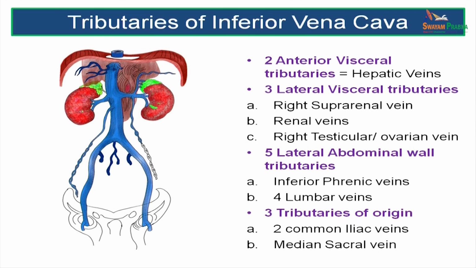Coming to tributaries, what are all the veins that drain into the inferior vena cava? There are two anterior tributaries which are the hepatic veins. There are lateral visceral tributaries like the right suprarenal, the right renal vein, the left renal vein, the right testicular or right ovarian vein. There are 5 lateral abdominal wall tributaries being the inferior phrenic veins and the 4 lumbar veins, and 3 tributaries which form the inferior vena cava, the 2 common iliac veins and the median sacral vein. So, these are all the tributaries which drain into the inferior vena cava.